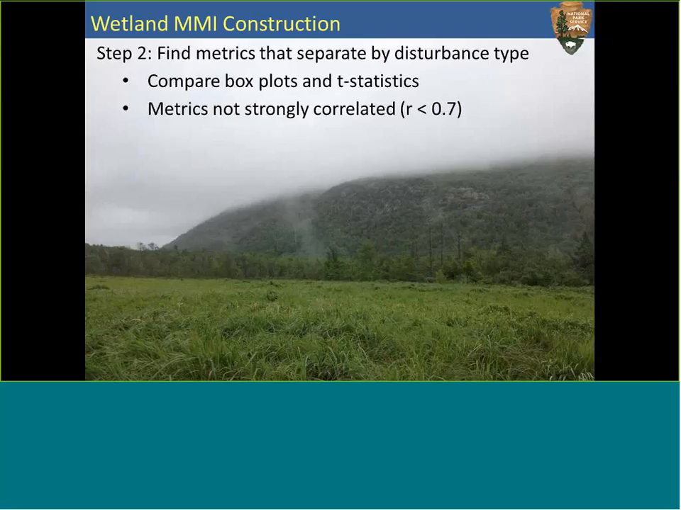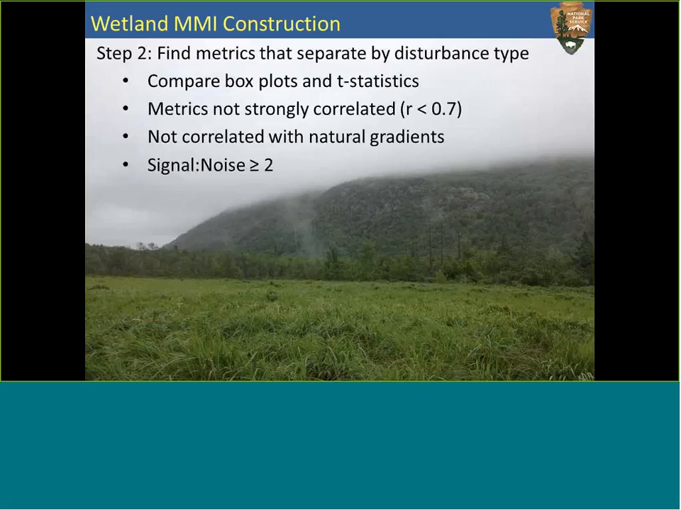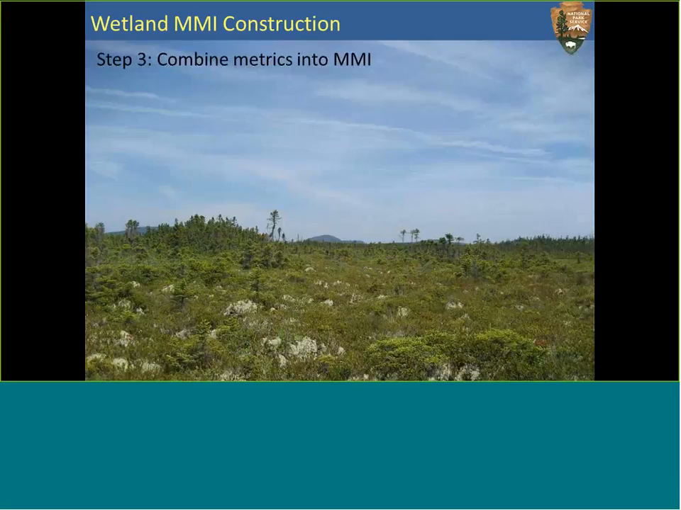Once you find metrics that separate by disturbance type, well, then you want to look at whether they're strongly correlated or not. You also are looking for metrics that aren't describing the same biological phenomenon. And then also not correlated with strong natural gradients, such as latitude. And then finally, they need to have a signal to noise that's greater than or equal to 2. So signal to noise is the ratio of variance among all sites of a metric compared to the variance of repeated visits to the same site of a metric.